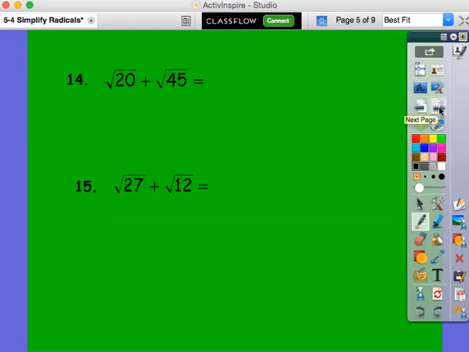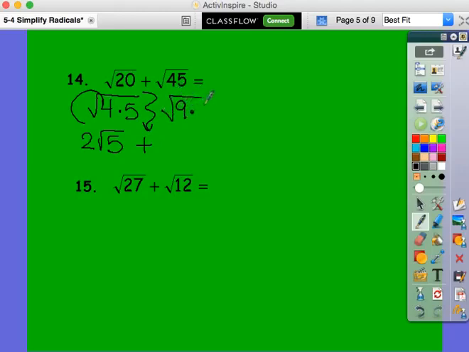Okay, 14. So let's do the same thing here. Break down the 20 into what? 5 times 4. Good. 4 times 5. Which one's the perfect square? 4. The 4 comes out as a 2, 2 square root of 5. Bring down your plus sign. The 45 breaks down into 9 times 5. Which one's the perfect square? 9. The 9 comes out as a 3, 3 square root of 5. Okay, so 5 square root of 5. Very good, because they have the same number inside, you can add 2 and 3 and get 5 square root of 5.